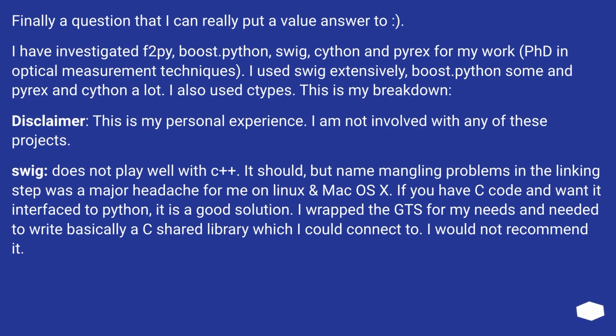Swig does not play well with C++. It should, but name-mangling problems in the linking step was a major headache for me on Linux and Mac OS X. If you have C code and want it interfaced to Python, it is a good solution. I wrapped the GTS for my needs and needed to write basically a C shared library which I could connect to. I would not recommend it.